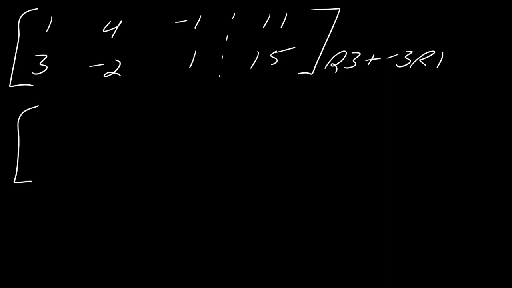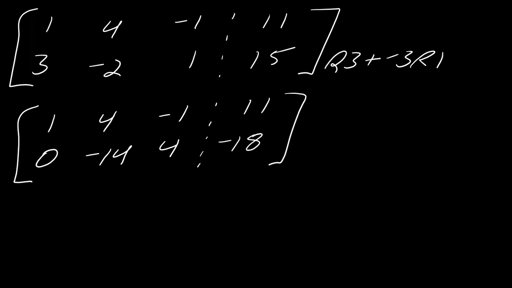Okay, so the top row is not going to change. In the bottom row, this will be a 0, this will be negative 14, 4, and negative 18. Okay, so now I've got my 1s and 0s, so move down the diagonal. I've got to get a 1 here, so I can only do that by multiplying or dividing. So I'm just going to divide the row by negative 14.